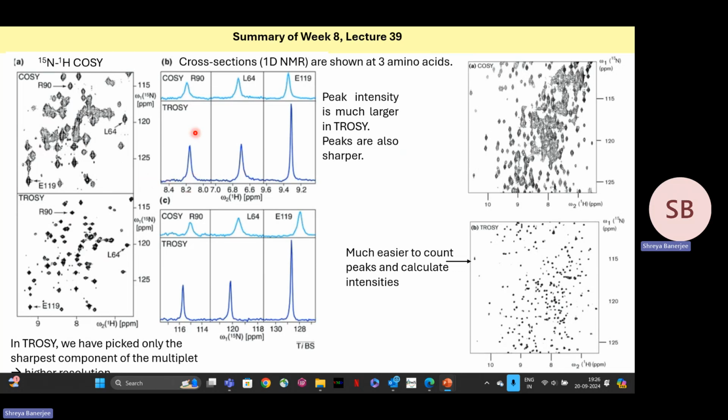Also, the intensity of the peak is much higher. You can see that. So both higher resolution and higher intensity. So it is much easier to count the number of peaks in TROSY compared to COSY, which is shown above. And also the intensity is higher. So the intensity can also be calculated. So TROSY is basically a modified NMR experiment, which is mostly used when the size of the protein is very large or you have a protein aggregate.